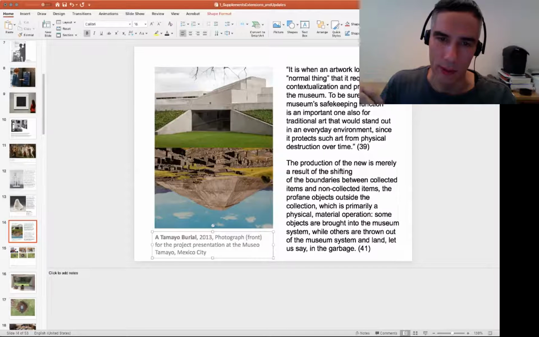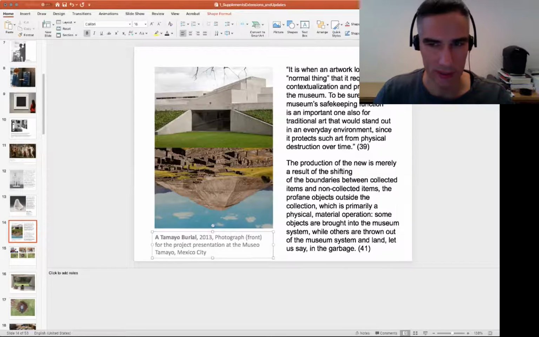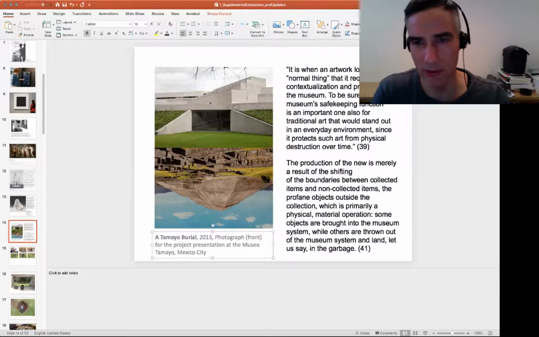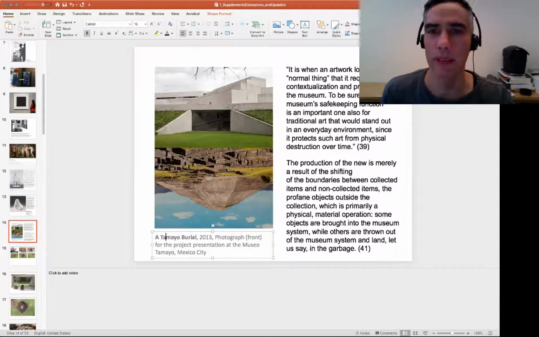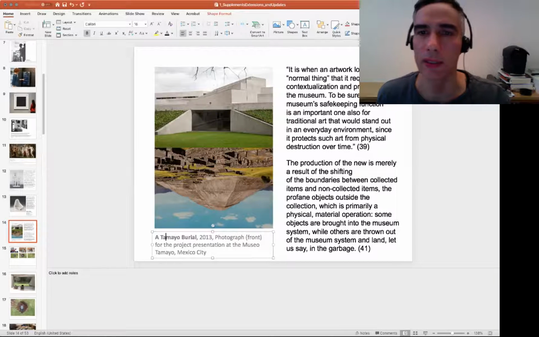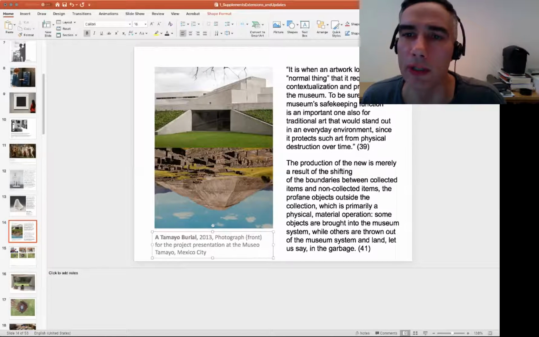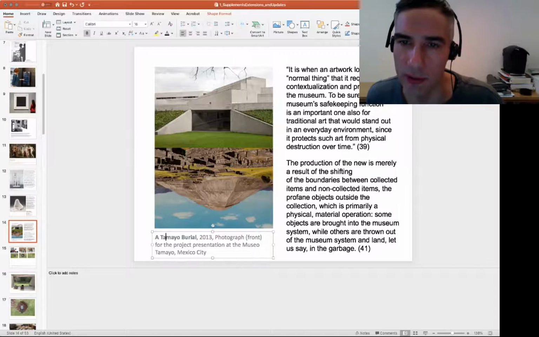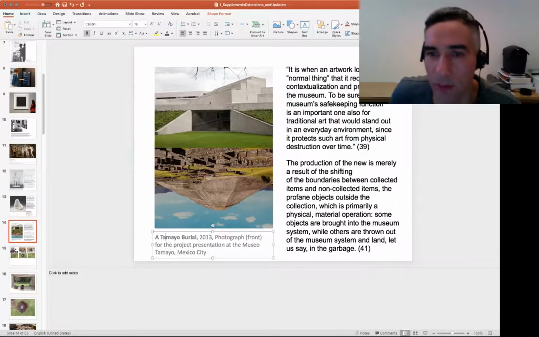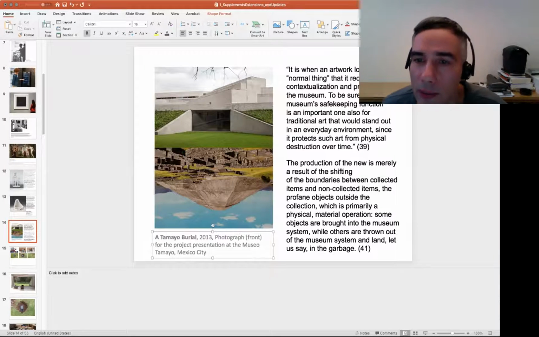We did a work here that had to do actually with the boundary of the museum and a close reading of this text. And so I'll just keep reading through some of these pull quotes. It is when an artwork looks like a normal thing that it requires a contextualization and the protection of the museum. This is from page 39. To be sure, the museum's safekeeping function is an important one also for traditional art that would stand out in an everyday environment, since it protects such art from physical destruction over time.